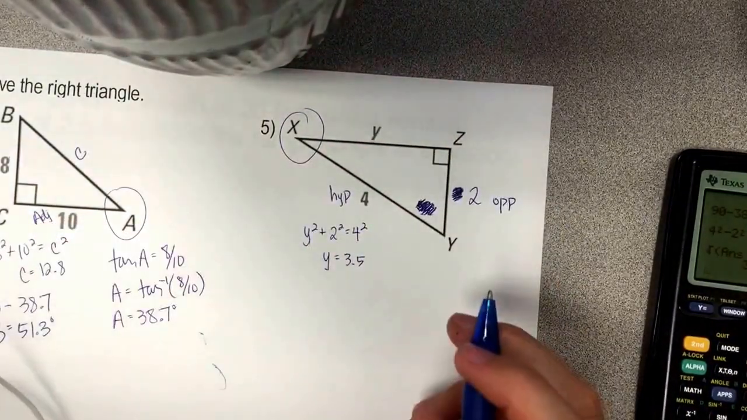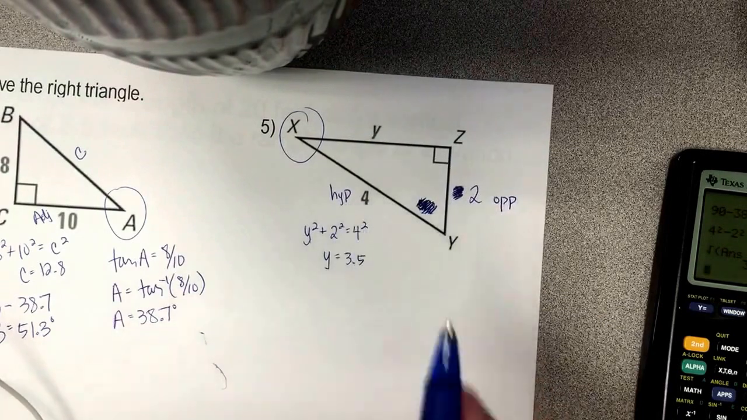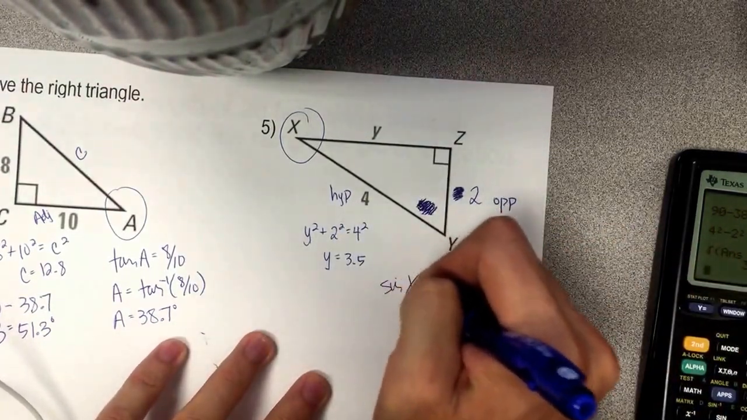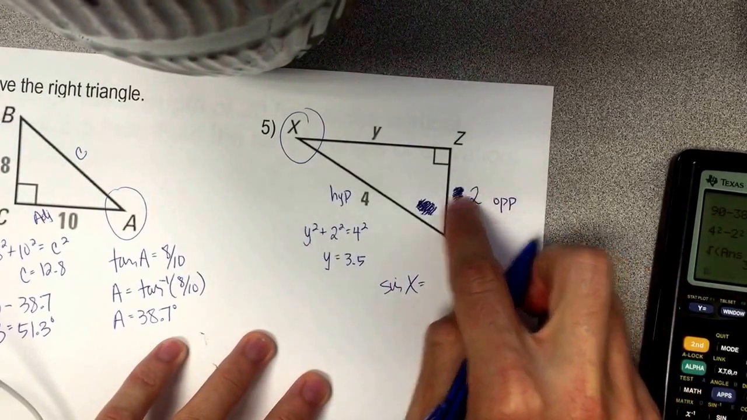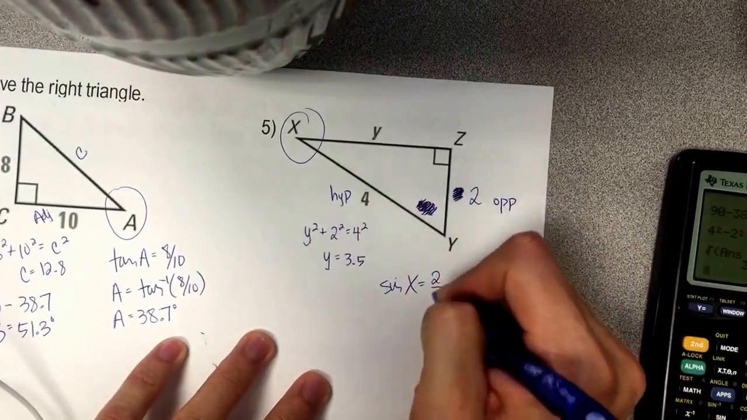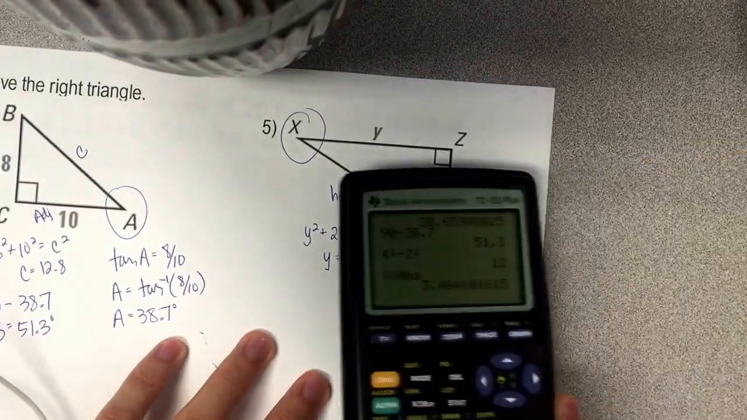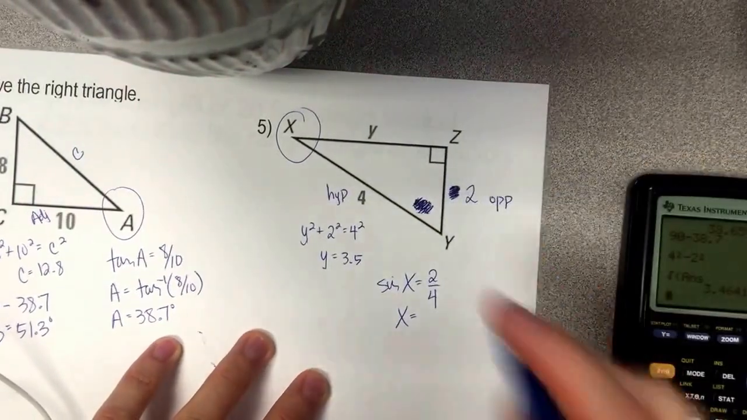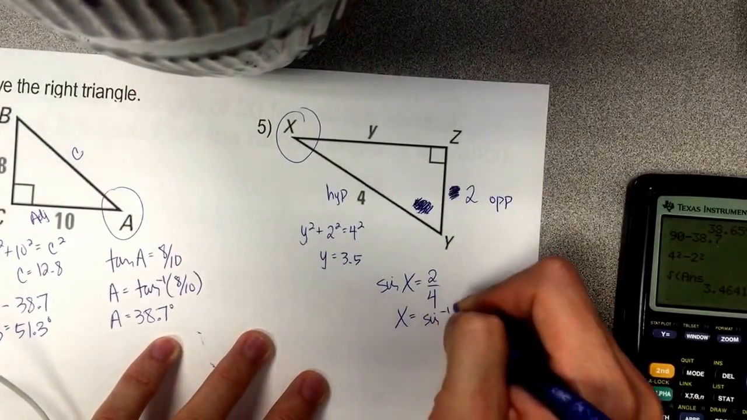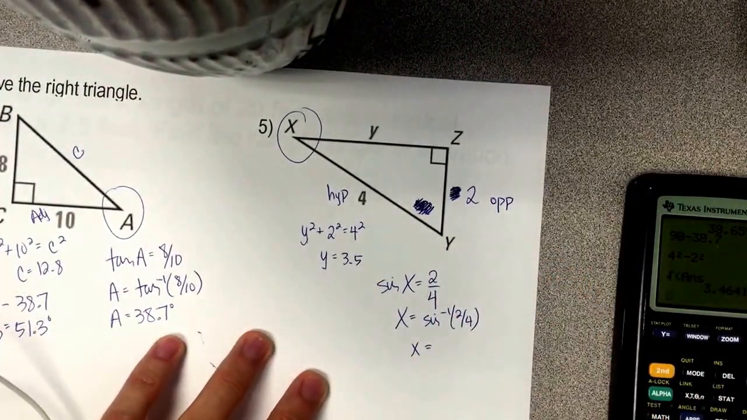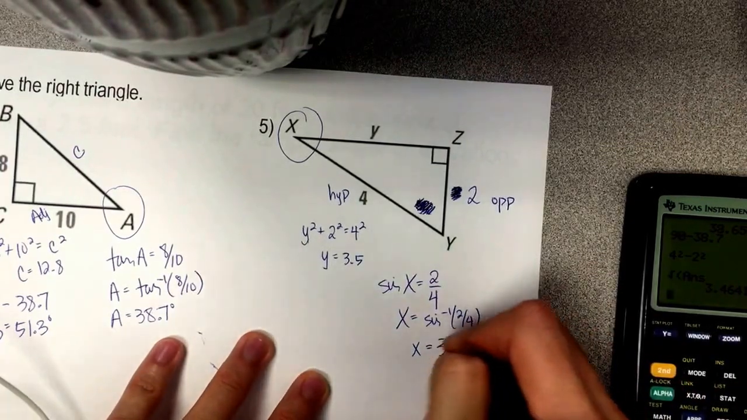So using our SOHCAHTOA phrase, O and H would be sine. So I'm going to take the sine of angle x, and that's going to be equal to opposite over hypotenuse, so 2 over 4. And we're going to find out that angle x, using my calculator, is going to be found by doing sine inverse of 2 over 4. And that angle is going to come out to 30 degrees.